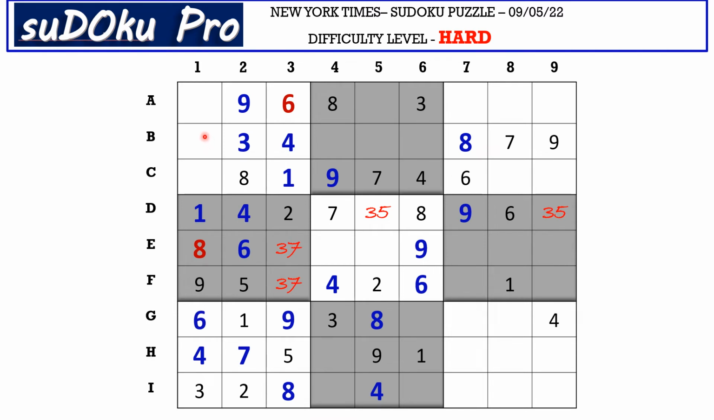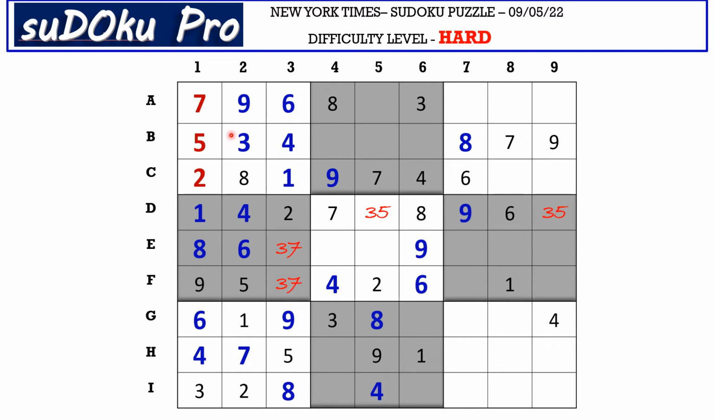Now in column 1 there are only 3 missing numbers, that is 2, 5 and 7. There is a 7 here in B row and C row blocking these two cells. So A1 takes 7. Now 2 and 5 go in these two cells, but there is a 2 here in column 5 which blocks these two cells. So 2 goes here in B row. So this blocks 2 here. So B1 takes 5 and C1 takes 2.